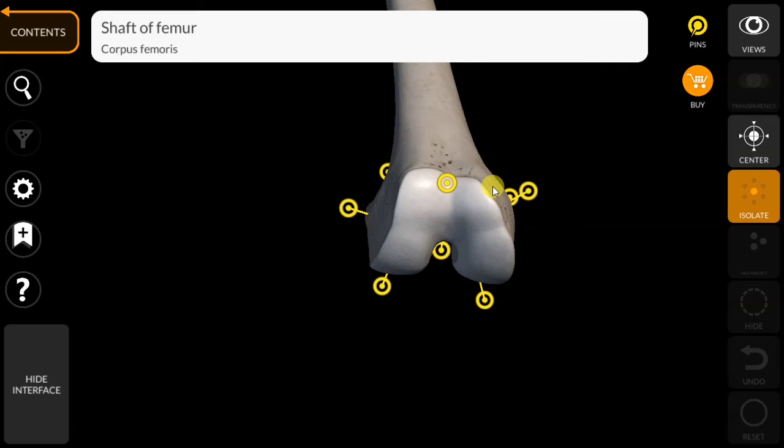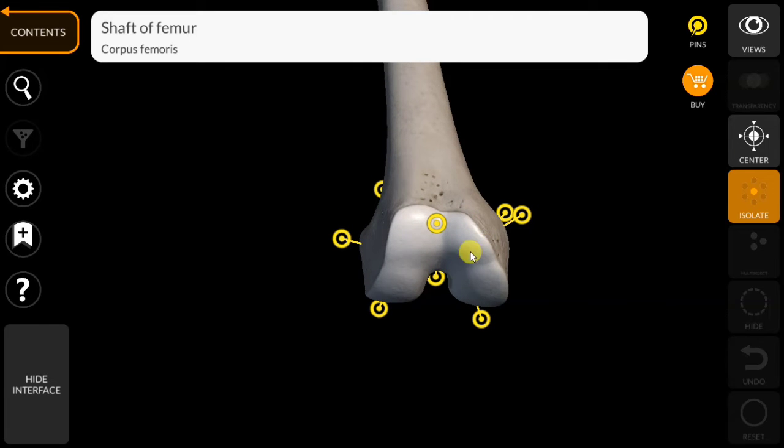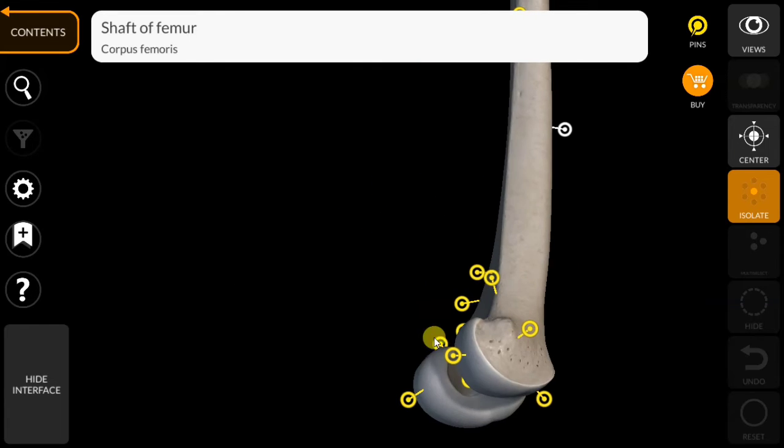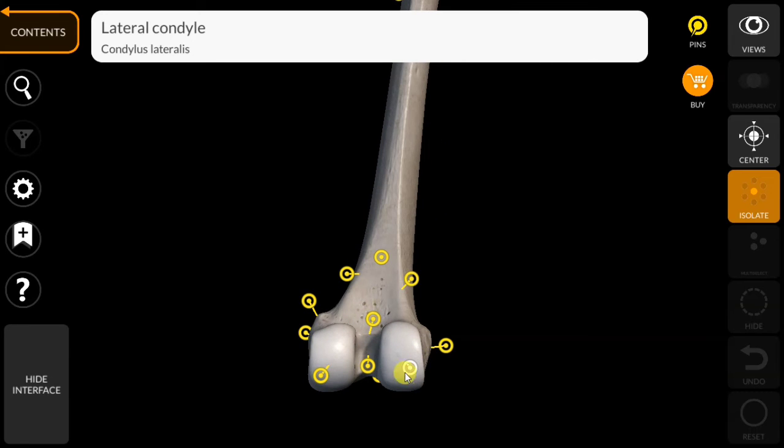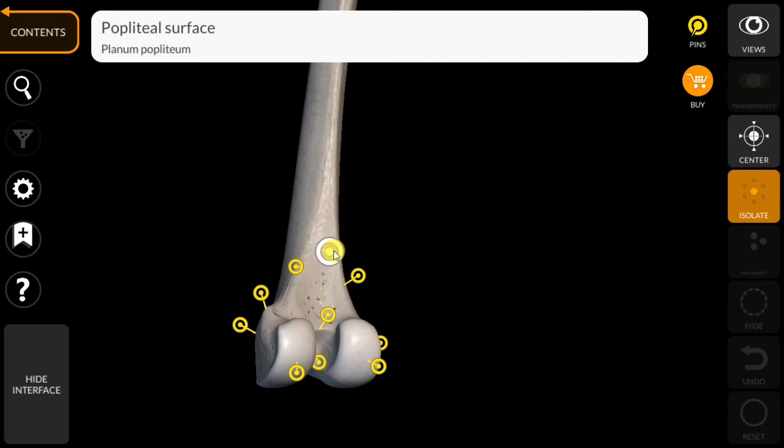Now come to the lower portion of the femur. There are two condyles which are more prominent. One is the medial condyle, and this is the lateral condyle. Between these two condyles there is a groove we call the intercondylar fossa. There is an intercondylar line. This is the popliteal surface.